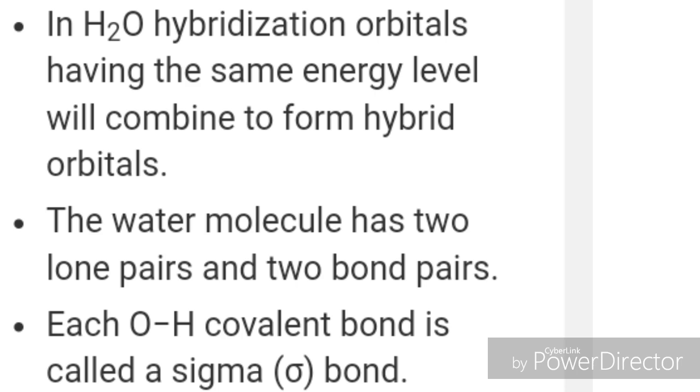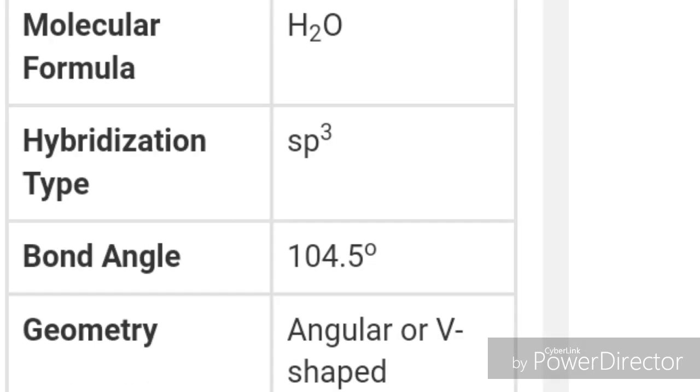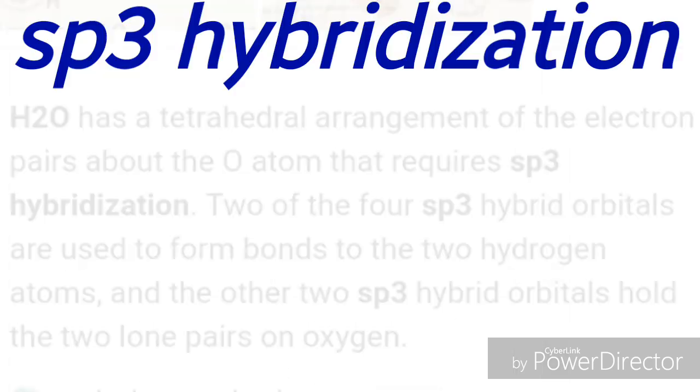Each oxygen and hydrogen covalent bond is called a sigma bond. Students, in case of the water molecule, the type of hybridization is sp3, the bond angle is 104 degrees 31 minutes, and the molecular geometry is V-shaped or bent-shaped or angular-shaped.